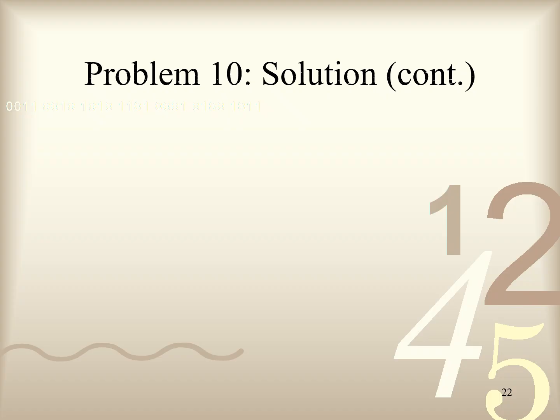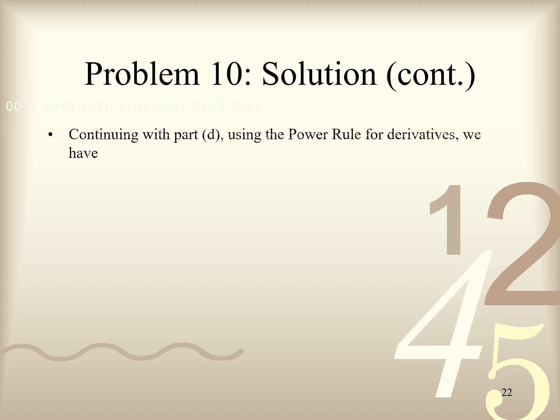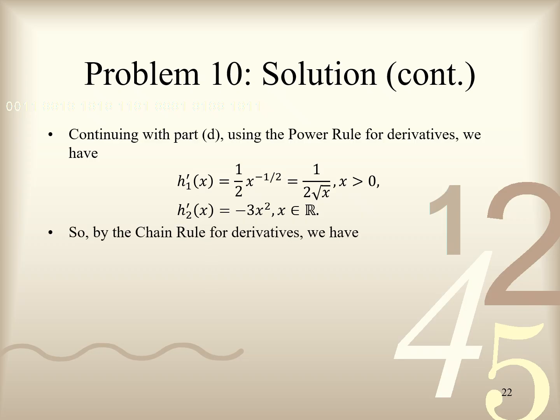Continuing with part D, using the power rule for derivatives, h1 prime of x equals 1/2, times x to the power -1/2, or 1, over 2 times the square root of x, which is defined for all strictly positive real values of x. Also, h2 prime of x equals -3x squared, which is defined for all real values of x. Using this information, by the chain rule for derivatives, h prime of x equals h1 prime of h2 of x, times h2 prime of x.